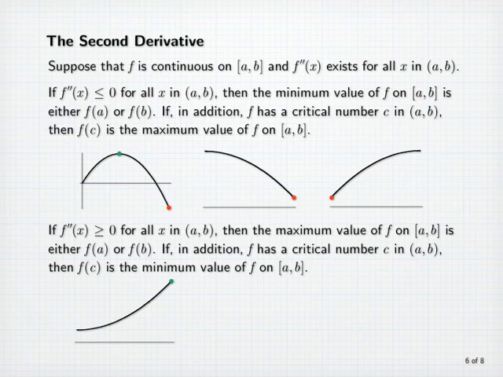Here's a picture where f″(x) is greater than or equal to 0 over the entire interval. The maximum value occurs at the right endpoint. f does not have a critical number in the open interval, and so the minimum value does not occur in the interior of the interval. In fact, it occurs at the left endpoint.